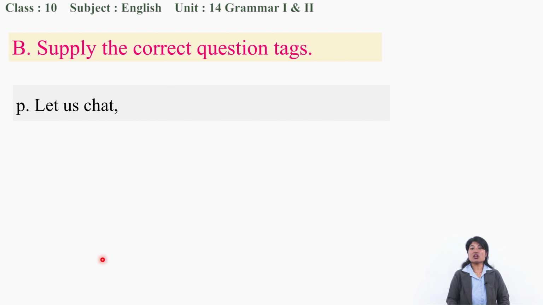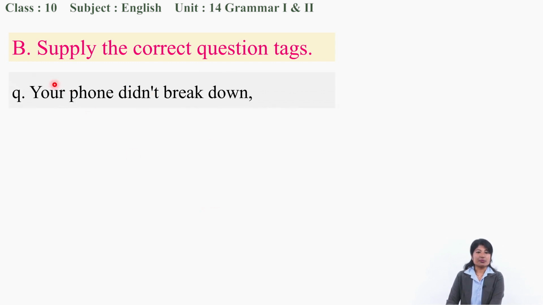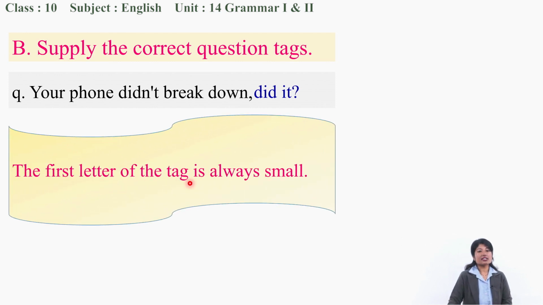Okay, what is there? Let us chat. Do you find a difference between "let's" and "let us"? Yes, there's no apostrophe. So "let us chat" will be "will you," not "shall we." So along with "let," if there's a noun or pronoun and then a verb, that changes into "will you." Q: your phone didn't break down. So here our tag will be "did it," right? The first letter of the tag is always small. We have discussed something already.